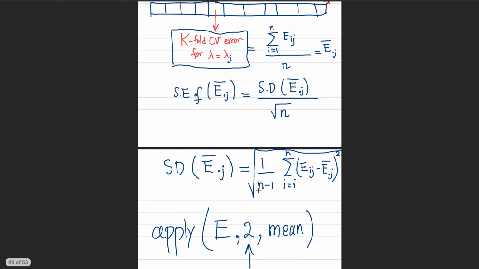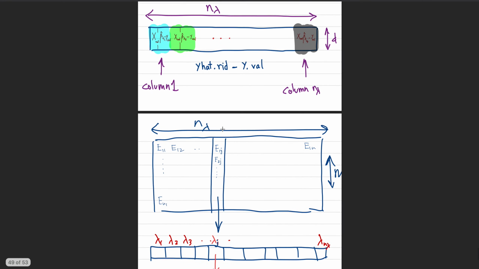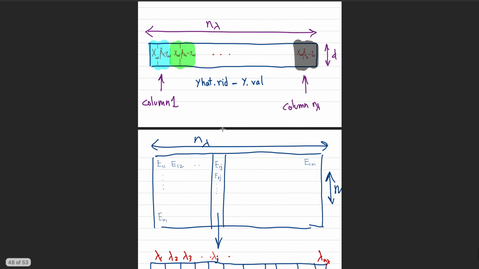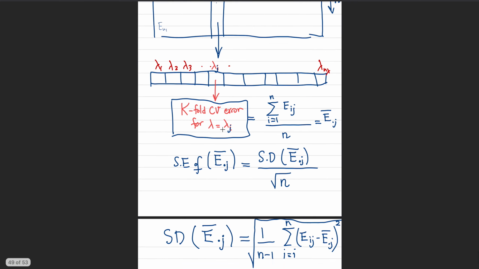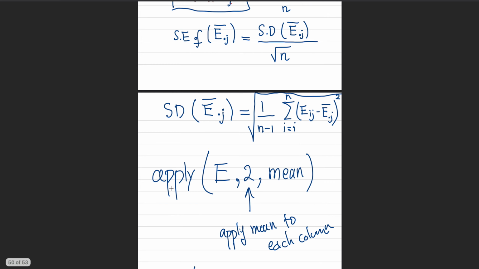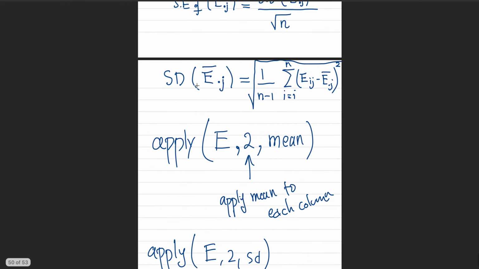And how can you do that in R? Well, what is the standard deviation here? What I mean is take each of these errors, which the error here is the squared error again. This is the squared error. We can use this line of code. Apply E2 means apply to each column the mean. And then you apply standard deviation, you get the standard deviation.